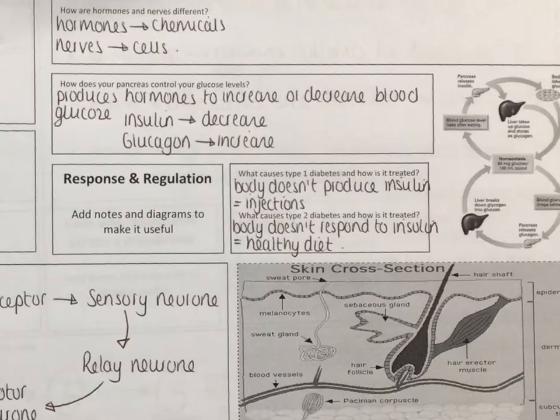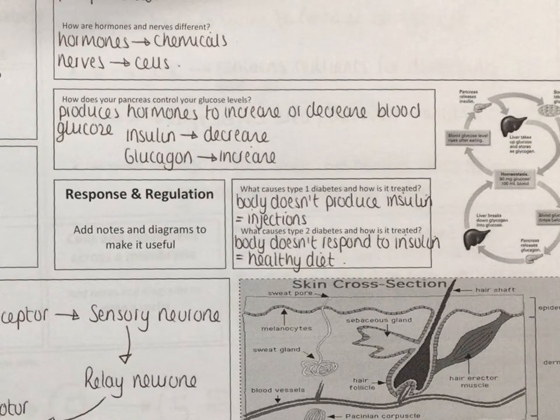I'm going to work my way up. What causes type 1 diabetes and how is it treated? So the body doesn't produce insulin, or the pancreas doesn't, and it is treated via insulin injections. What causes type 2 diabetes and how is it treated? The body doesn't respond to insulin, and to treat it, they have a healthy diet. They watch what they eat, but they don't eat too many sugary treats.